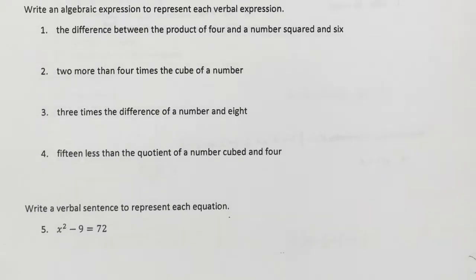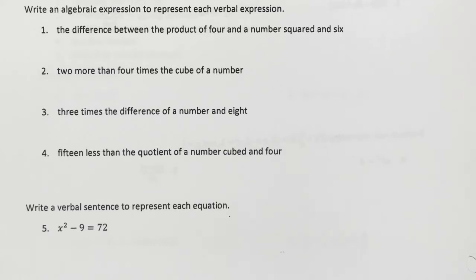Page 7. What do the directions tell us to do, Jalen? Look on the board. Oh, it's right here. It says write an algebraic expression to represent each verbal expression. What in the world does that mean? It means to write a number. We're going to take all them words and make them numbers, right? And symbols.